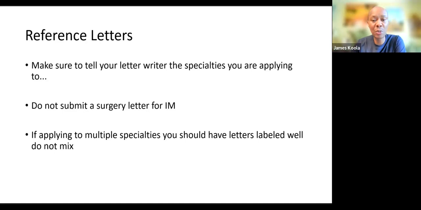If you're applying for multiple specialties, you should have letters labeled. It's understandable. We are international medical graduates. Sometimes somebody will apply to family medicine, PIDS, and internal medicine. Make sure you have separate letters for all those specialties. You have to make sure.